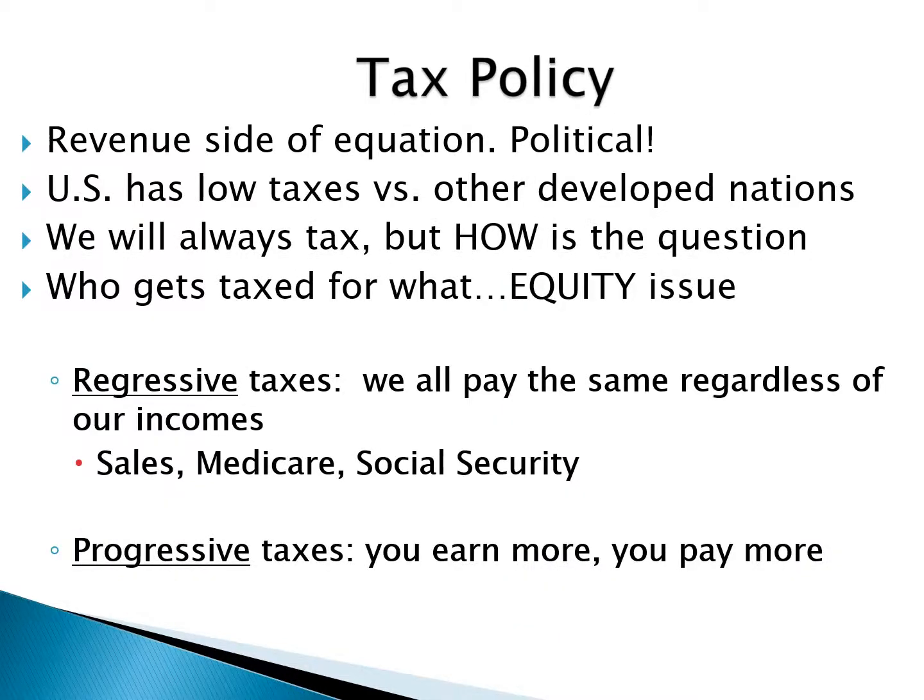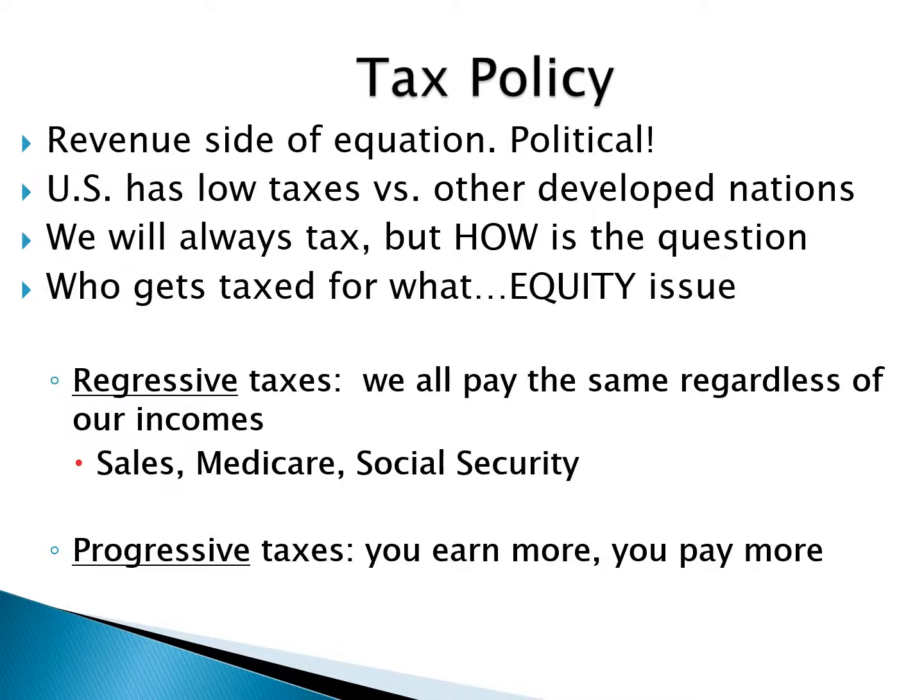To understand the variable of equity, we have to understand the highly political nature of tax policy. It leads us to the question of how we tax, who gets taxed, and for what. We break taxes down in the country into two different types, regressive taxation versus progressive taxation. The way to think about these is more so about the idea of who the burden of the taxation falls upon. Regressive taxes are those where we all pay the same regardless of our income.